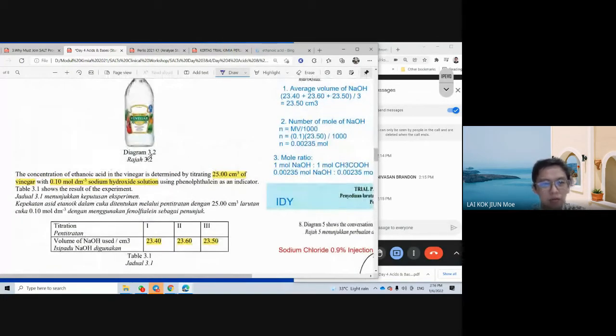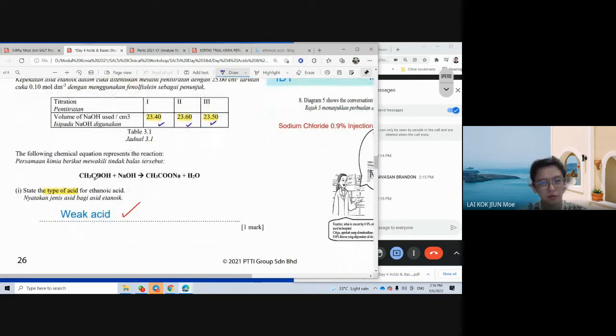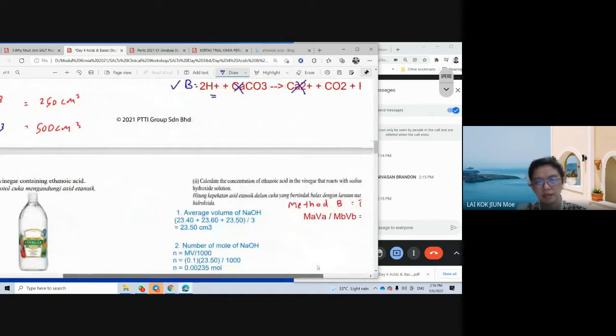Kai En, now you have the vinegar. You need to determine how much the concentration is. So you titrate with the 0.1 sodium hydroxide, and then you try it. You use the phenolphthalein as the indicator. After the test, you got 3 results. So the equation is given already. Very good. The type of the acid is a weak acid. No problem, right? So you have to calculate.